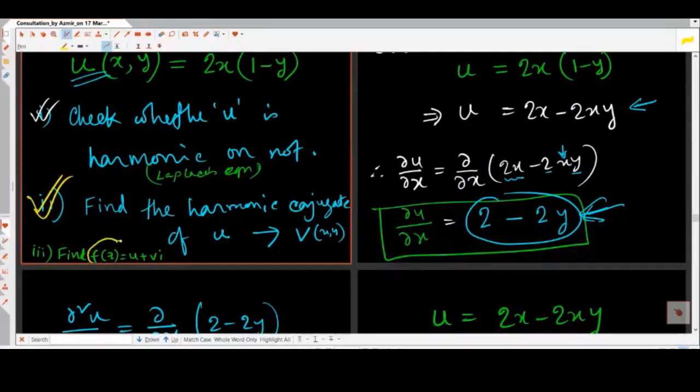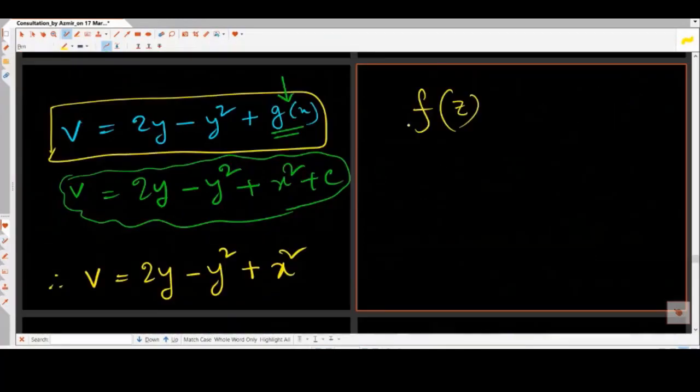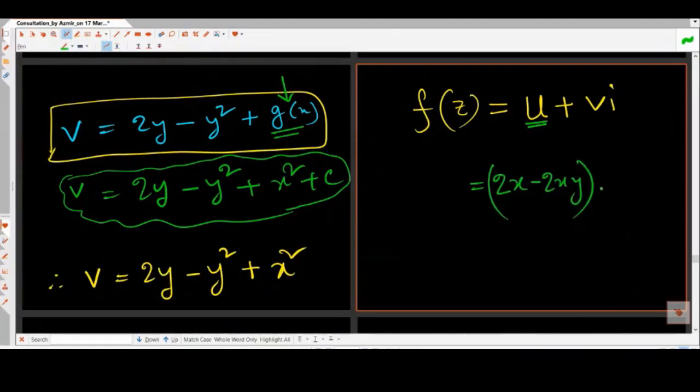Now let's find f of z, that is u plus vi. Our third part is to find f of z. We know that f of z is u plus vi. So now we can input u and v. We know that we have u as 2x minus 2xy plus v. V is this one, 2y minus y squared plus x squared.